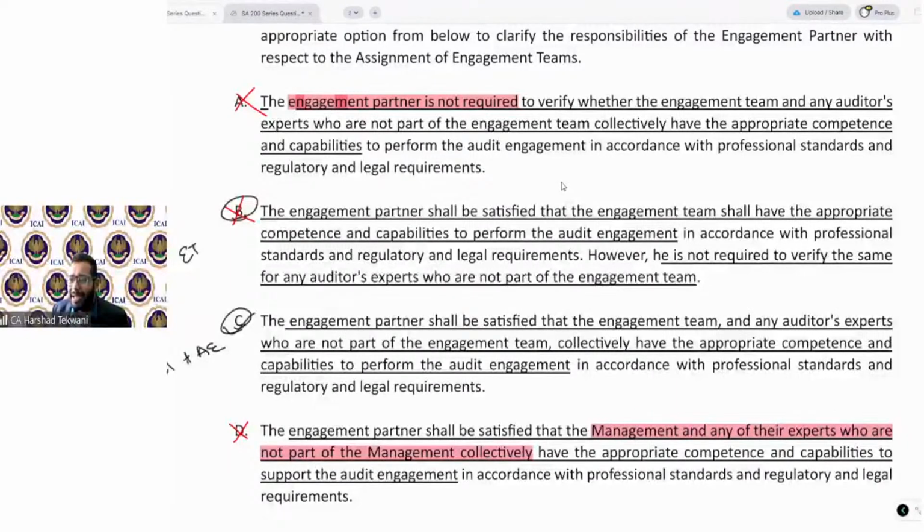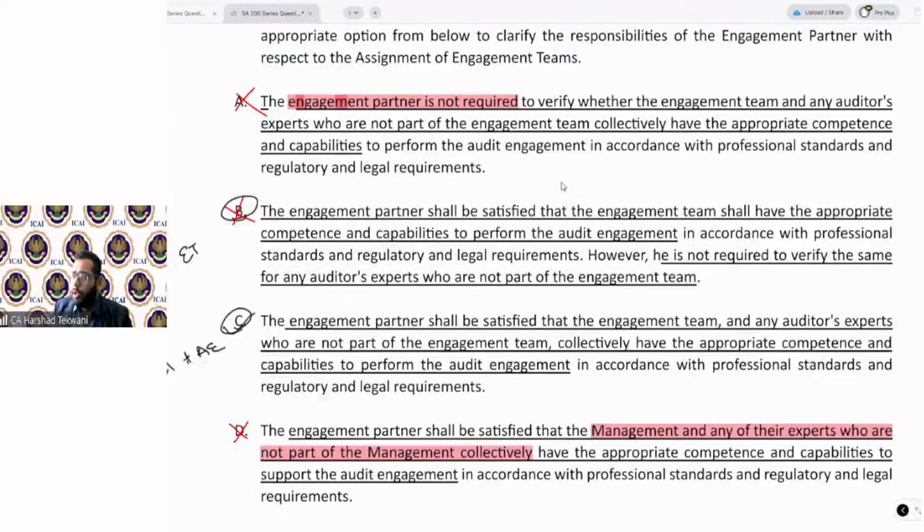Now, SA 240 basically talks about the auditor's responsibility with respect to fraud in an audit of financial statements. This SA basically extends the application of SA 315 and 330 in case of a fraud risk. So it talks about how to apply SA 315 and 330 with respect to fraud.